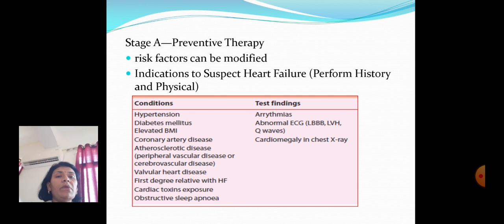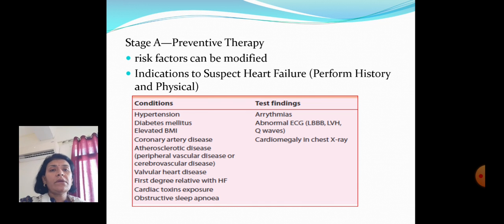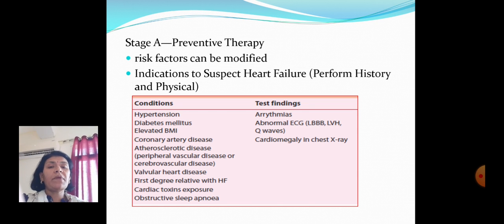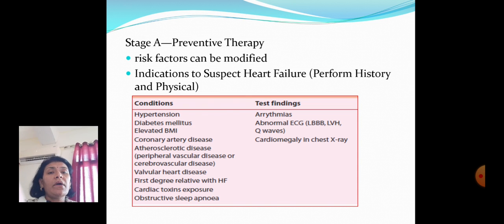So coming to the management of chronic heart failure, stage A is the preventive therapy. Here risk factors can be modified and indications to suspect heart failure. There are various stages. So in this stage, there are only risk factors for heart failure, and what are the indications to suspect that there is a risk for heart failure?